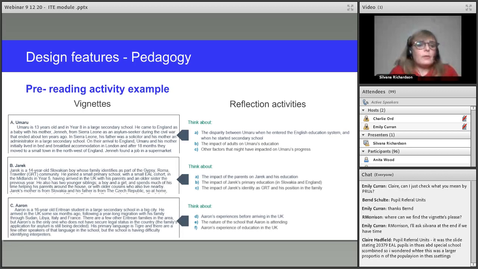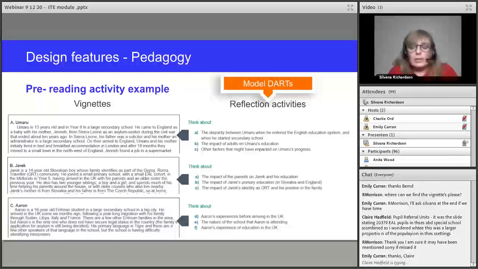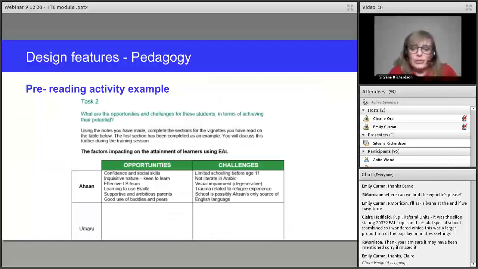And then, as I said, here are more vignettes, and those are the reflection activities on the right, which model DARTs, directed activities related to text. This is something that you can also point out to the trainees, that we have made sure that we included some material that demonstrates good practice in English as an additional language.